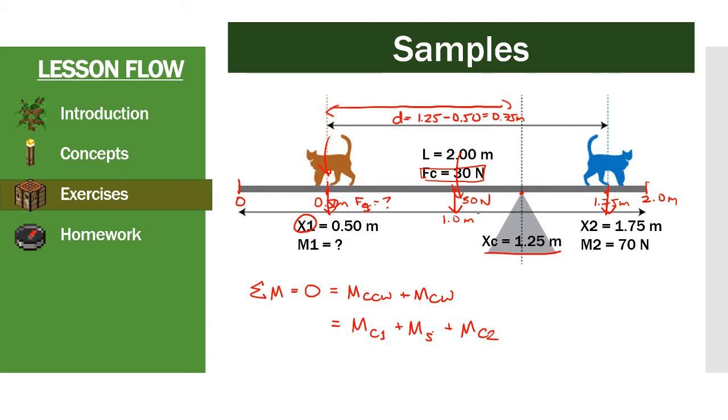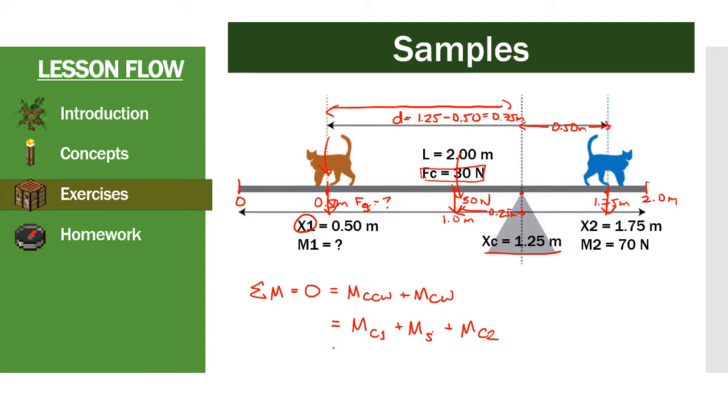Now, how about the seesaw? The center of gravity is at the 1 meter mark, the center of the actual seesaw, and its center of support is 1.25. So this distance is 0.25 meters when you subtract. That's the moment arm. Now, this cat over here is seated at the 1.75 meter mark, and the center of support is 1.25. Therefore, this distance is 1.75 minus 1.25, which is 0.50 meters. So there, you have the actual distances now.